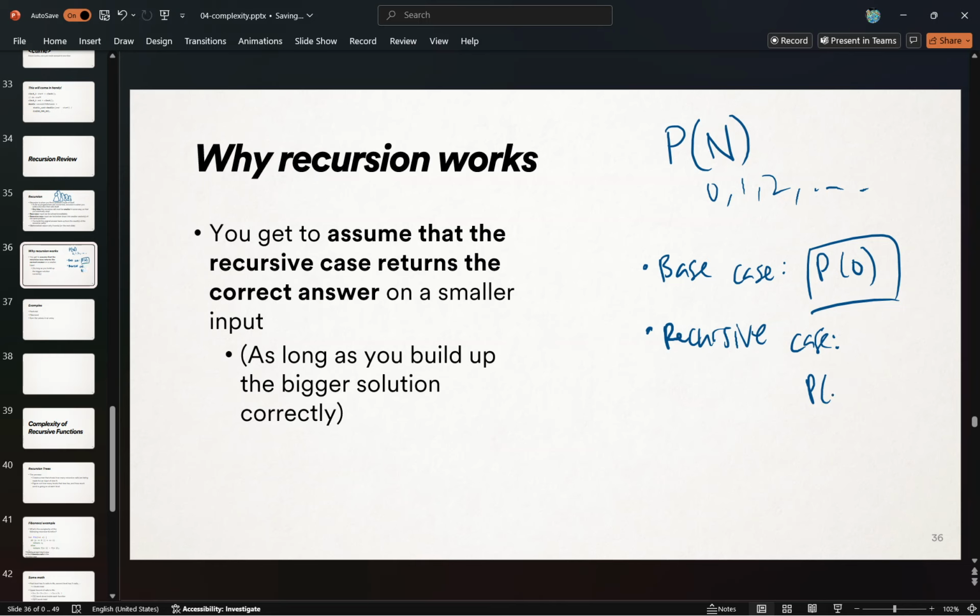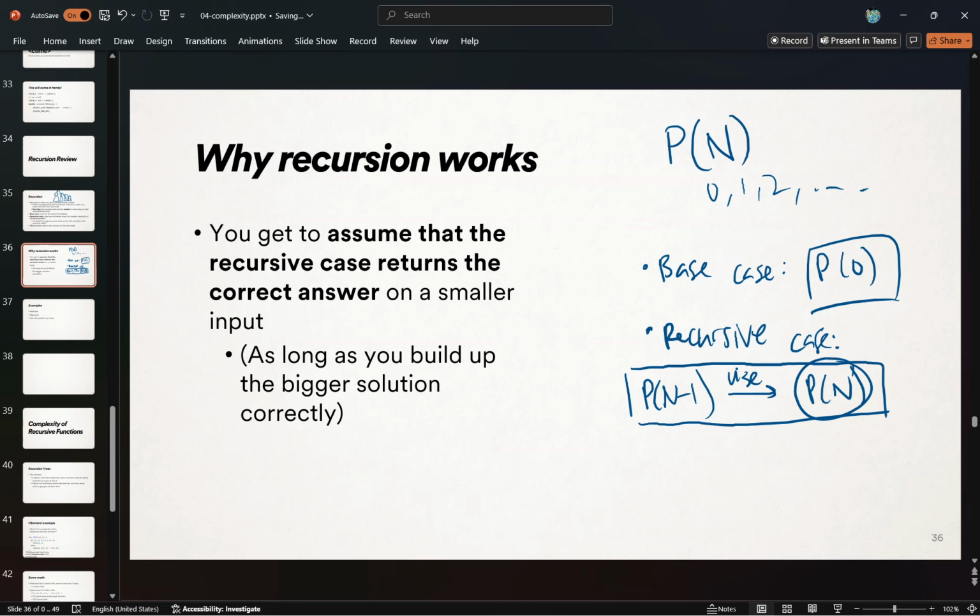You're saying that if somebody were to have given me P of n minus 1, a one smaller version of my problem's answer, I could build my version. I could build my answer. That's what the recursive case is saying. If somebody gave that one to me first, I could use it to build my answer, P of n, one bigger.